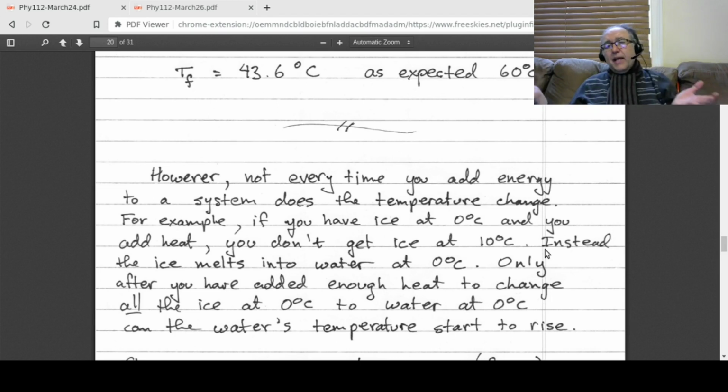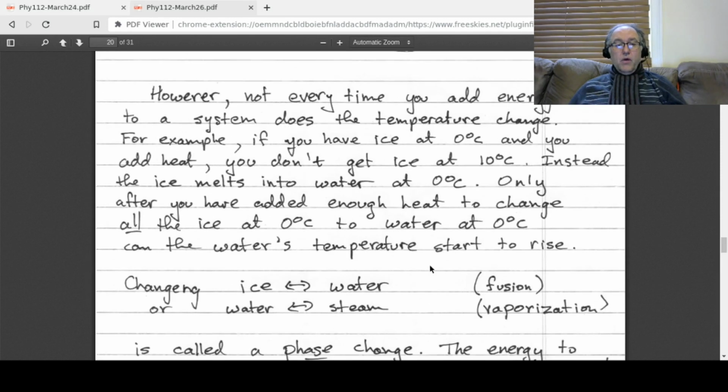It could take 10 minutes of adding heat. You just keep adding heat, and the temperature doesn't change. What changes is that the solid goes to a liquid. Okay? All right.